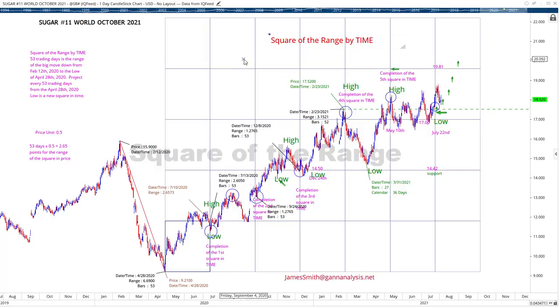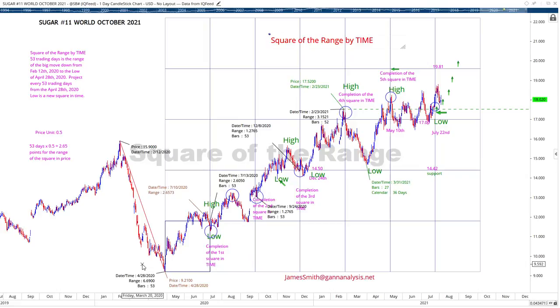Today I want to talk about sugar futures and the square of the range by time. What does that mean, square of the range by time? It means that we take the high here, the February 12th, 2020 high at 1590, and the low of April 28th, 2020. That is 53 trading days and a range of 6.69. That's the range from high to low.